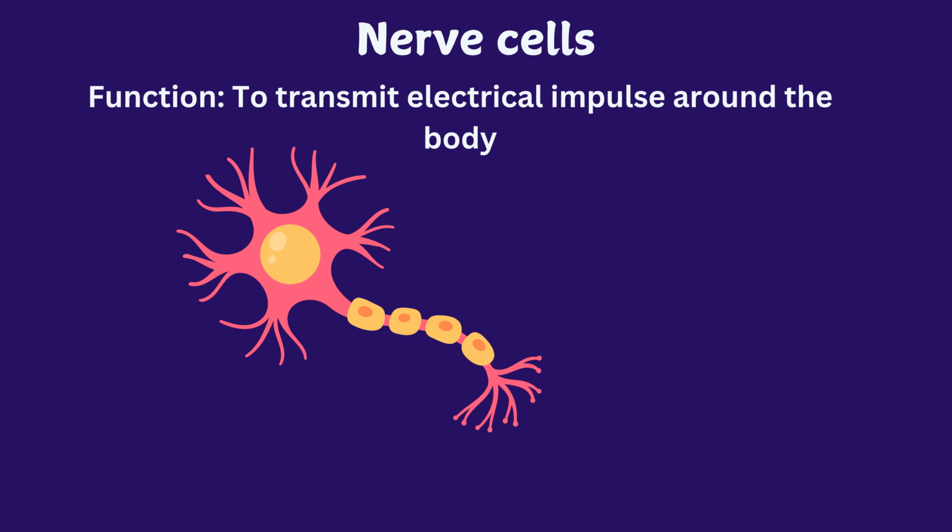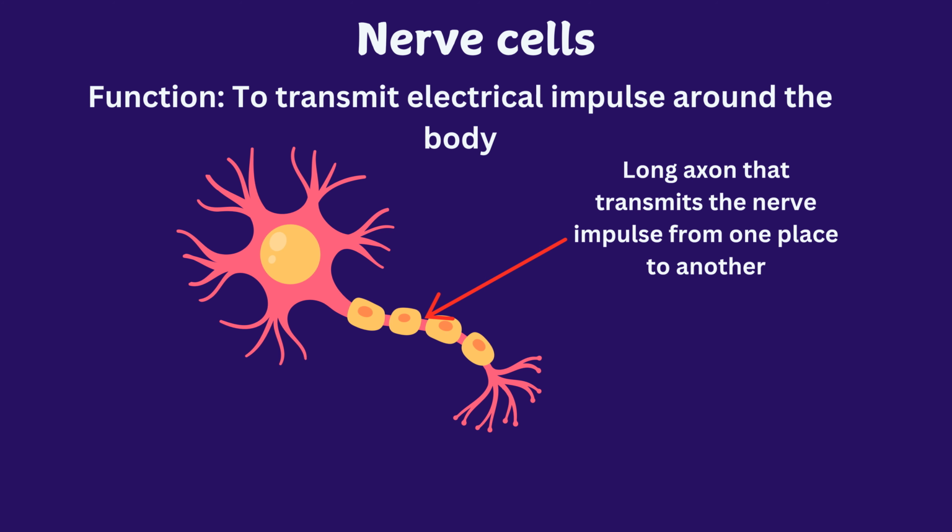Specialized cell number two is the nerve cell. The function of the nerve cell is to transmit electrical impulses around the body. Let us now look at the features of the nerve cell that allow it to carry out its function. Firstly, the nerve cell has a long axon that transmits the nerve impulse from one place to another.